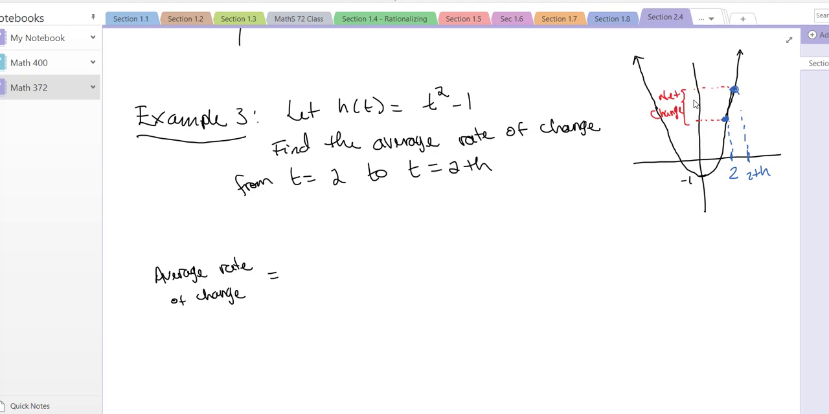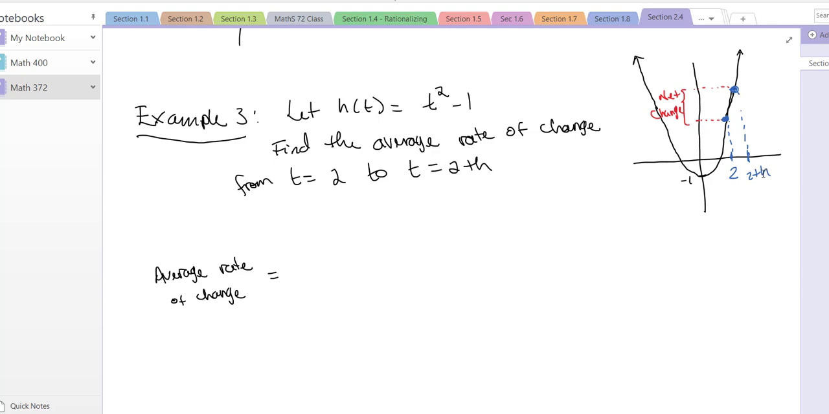Hey there, this is part 2 of the section 2.4 video on average rate of change. So we're going to continue with another example of the first function, h of t equals t squared minus 1. Now say I want to find the average rate of change from t equals 2 to t equals 2 plus h. And so I made a little graph here. So this is our quadratic, and from 2 to 2 plus h.